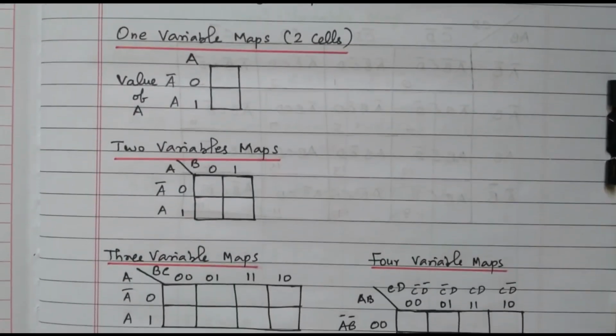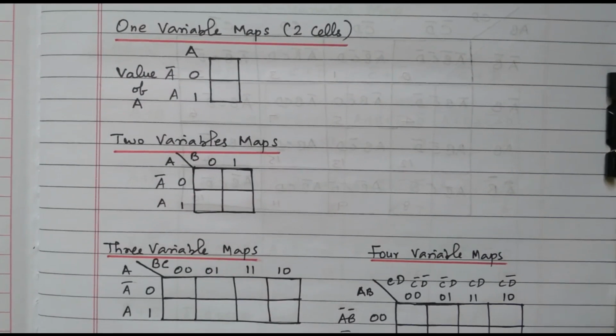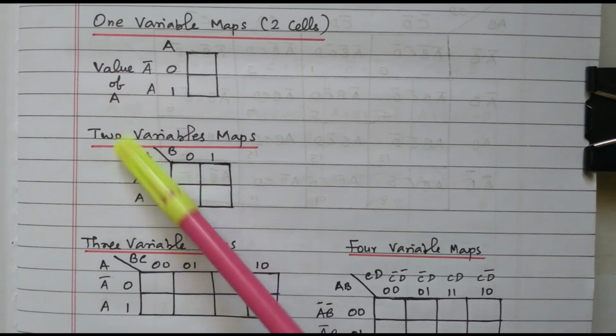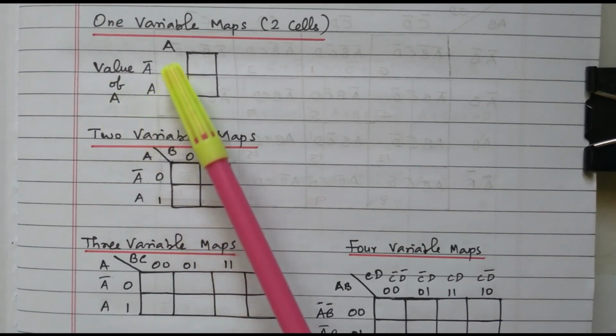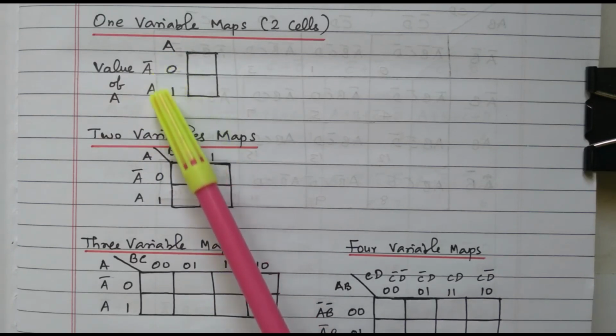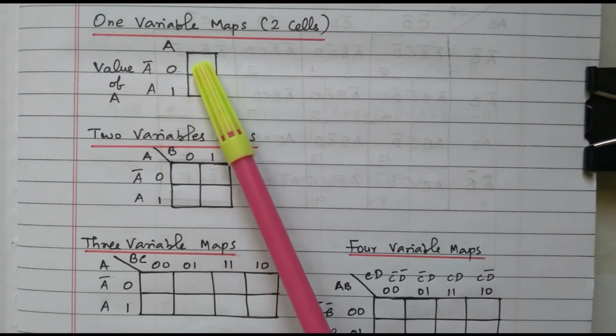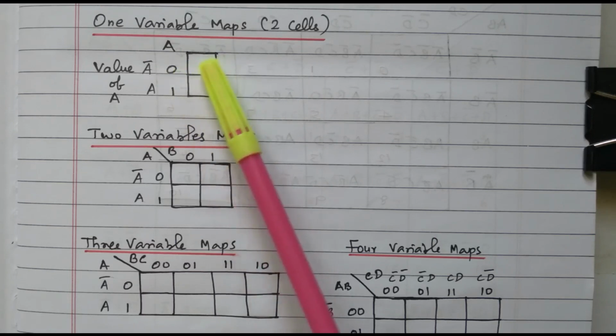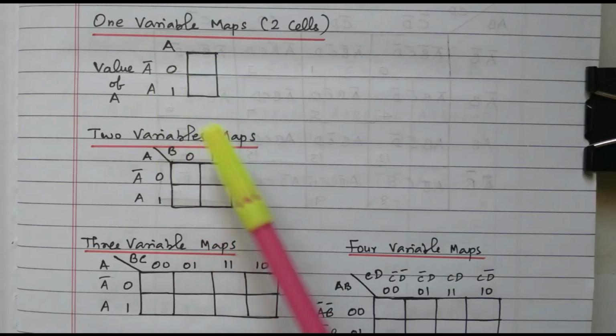So there are four types available, right? 1 variable, 2 variable, 3 variable and 4 variable. First we will see the 1 variable map. Let us consider 1 variable A. Due to 1 variable there are two possibilities, 0, 1, that is A bar, A. So the first cell refers to A bar, the second cell refers to A. Either 0, 1 or A bar, A.